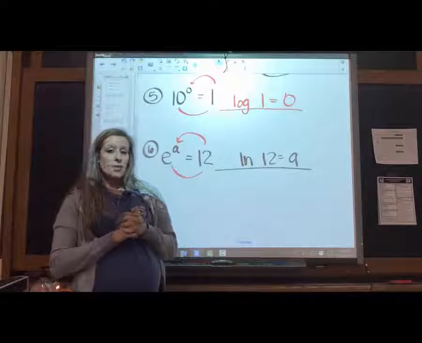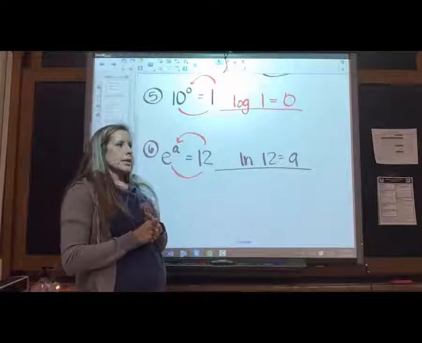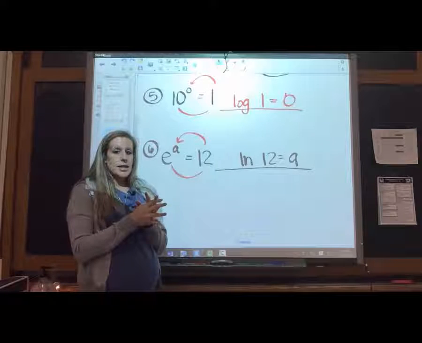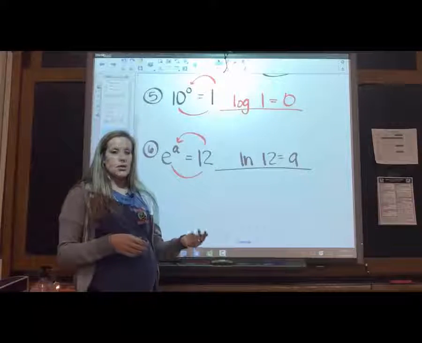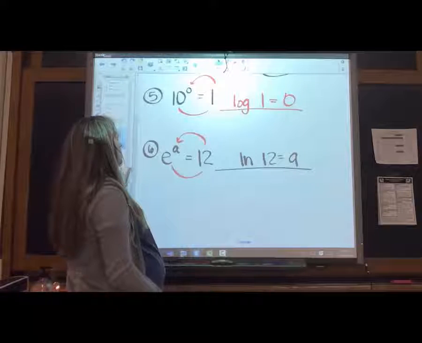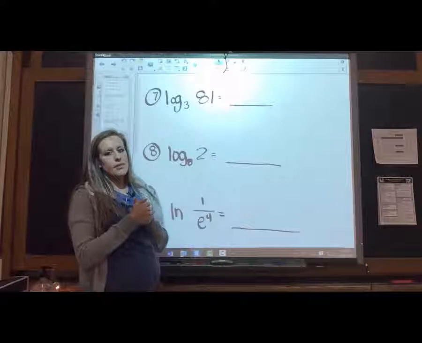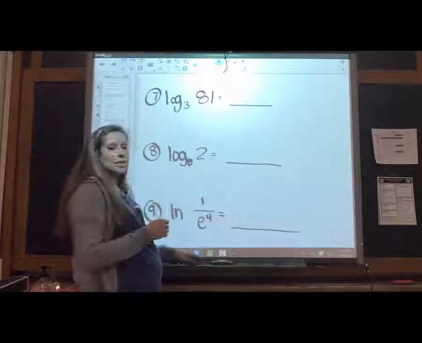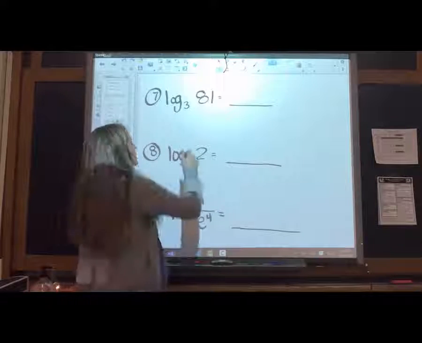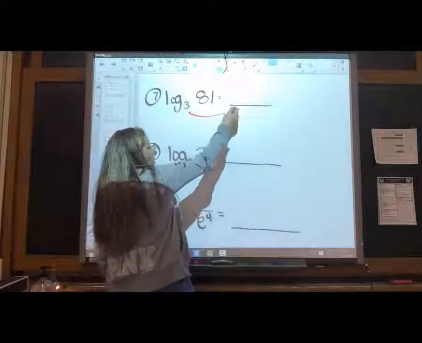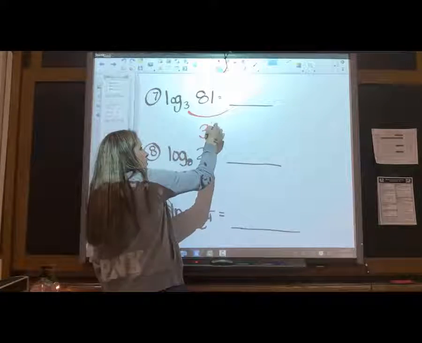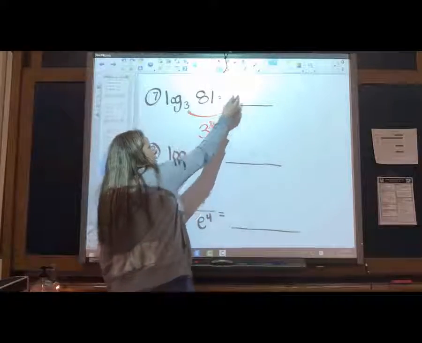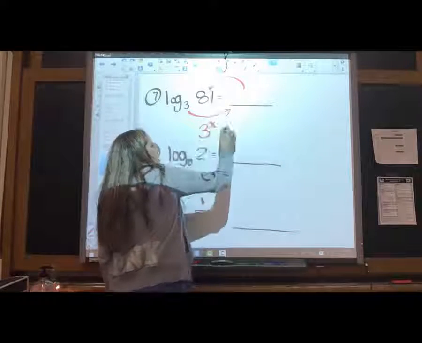Alright, so that's how to switch from exponential to logarithm and vice versa. Now we're going to solve logarithms. Now the way to solve logs, the easiest way is to change to exponential and then solve from there. Okay, so that's what we're going to do. We'll start out with number 7. We're going to change it to exponential first. So 3 to the, I don't know what power, so I'm going to call it x. So 3 to the x power equals 81.